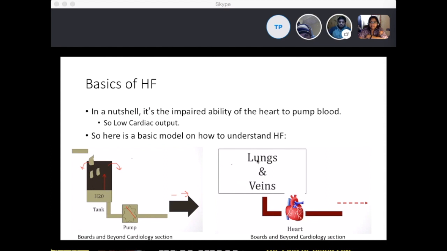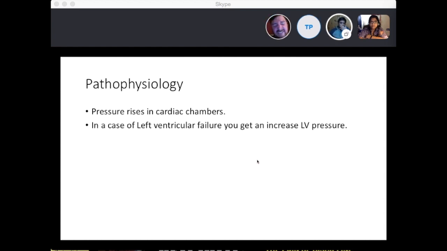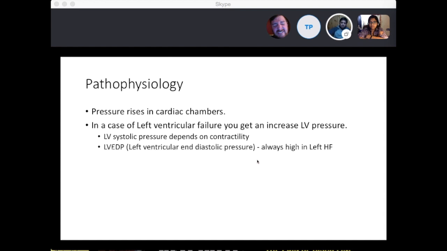Sorry, I just get my stuff open. So let's look at the pathophysiology. When the pressure rises in a cardiac chamber, let's start in the case of left ventricular failure, you get an increased left ventricular pressure. So what happens is the left ventricular systolic pressure depends on contractility. However, what we're talking about is left ventricular end diastolic pressure. So it's always going to be high in left heart failure.